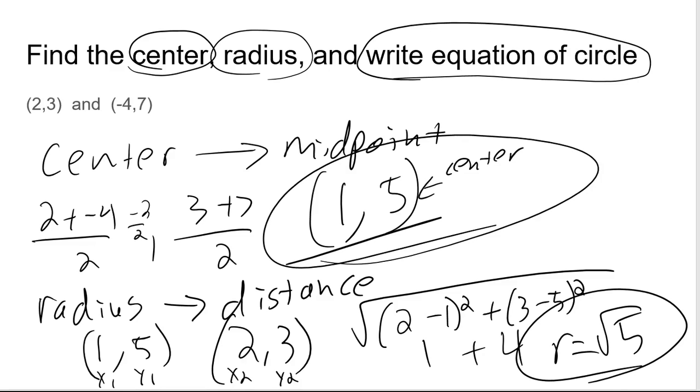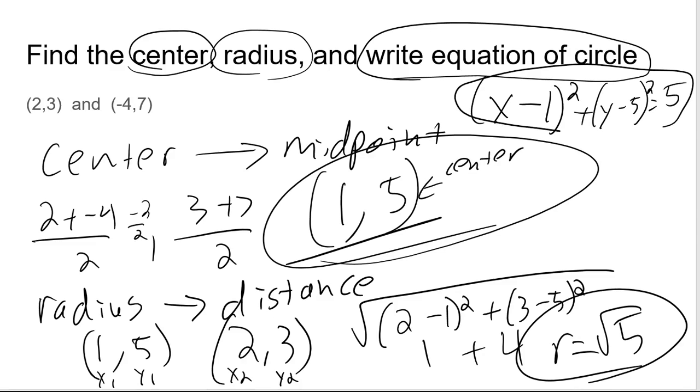So that means my equation is going to be (x minus 1) squared, if you remember that, plus (y minus 5) squared, then it's going to be simply 5. Because remember, the number here is r squared. If r is the square root of 5, if I square both of these, it cancels out and just leaves me with 5. So there's my answer.